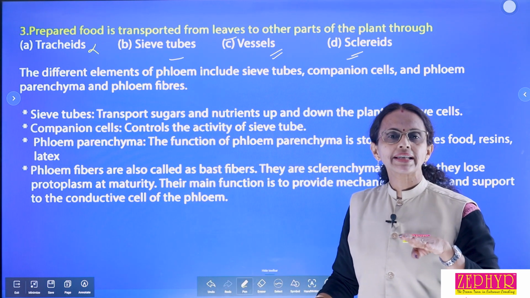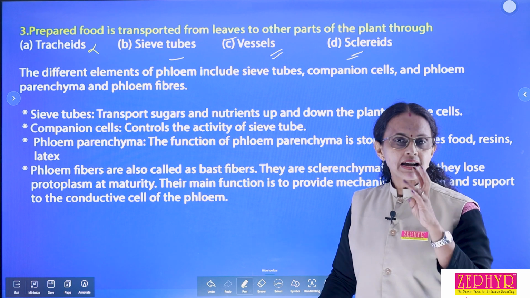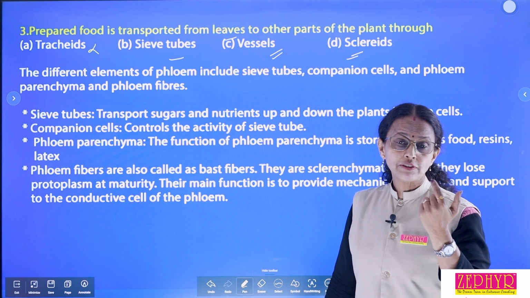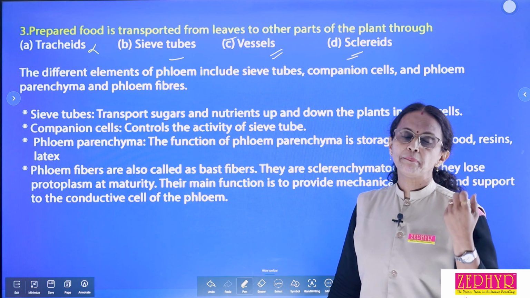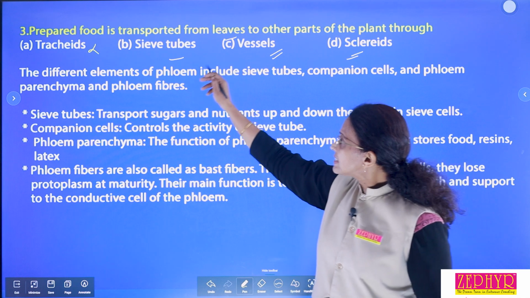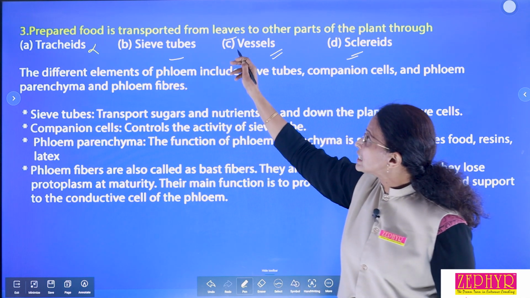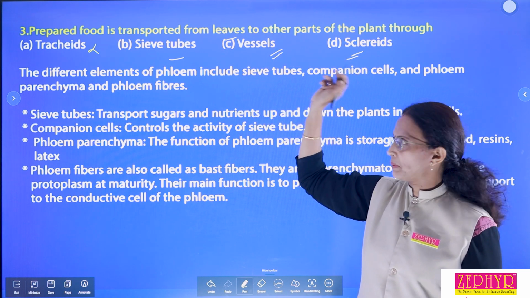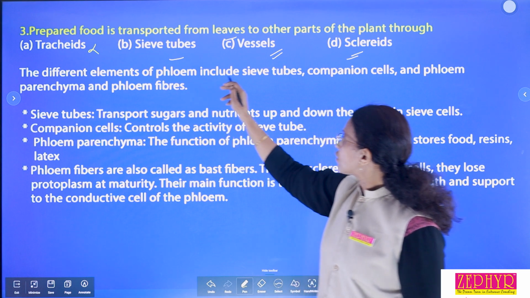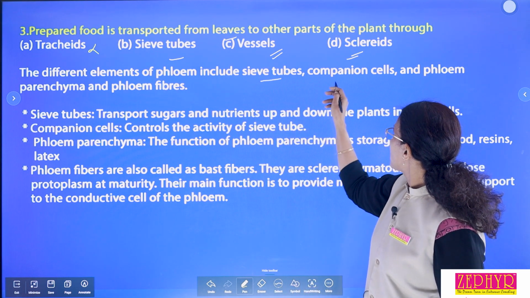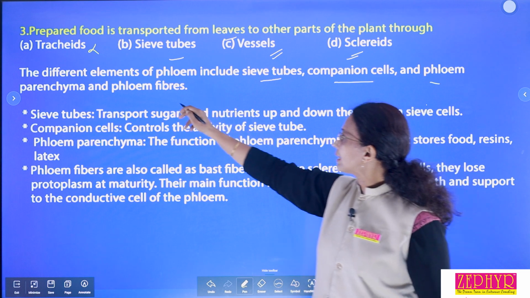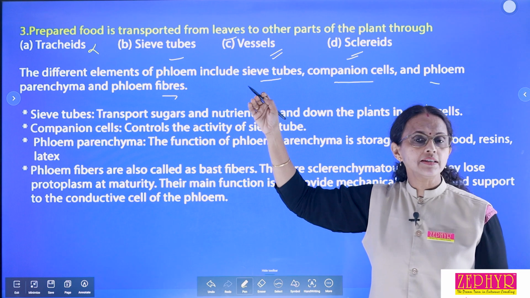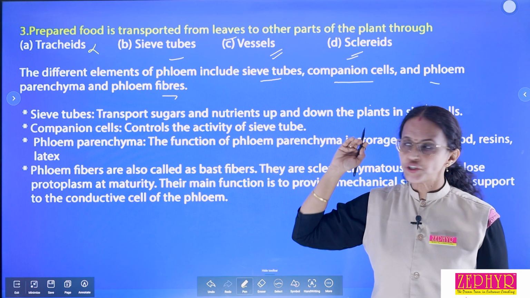Then sieve tube. Phloem consists of four types of cells: sieve tubes, companion cells, phloem fibers and phloem parenchyma. Here, the sieve tube helps in transportation of prepared food from leaves to other parts of the plant. The different elements of phloem include sieve tube, companion cell, phloem parenchyma and phloem fibers. Four different kinds of cells are present in phloem, so it is known as complex permanent tissue.